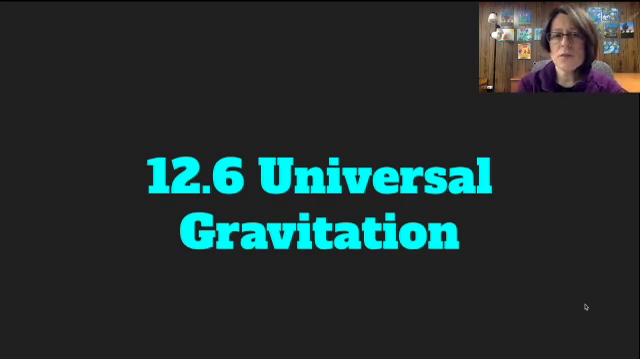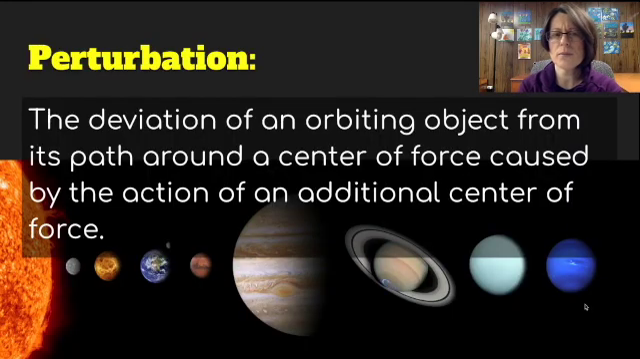And the last section, 12.6, is a wrap-up of universal gravitation, and it talks about perturbation. This is the deviation of an orbiting object from its path around a center of force caused by the action of an additional center of force. So what this means is that we know that the planets orbit the sun, but if they're close to another planet, we will see slight deviations in their orbit caused by the other planet. In fact, there have been planets discovered because of this action.